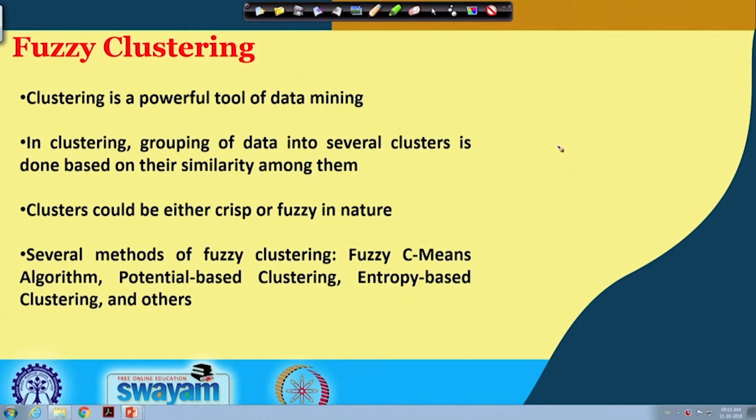That means two similar points should belong to the same cluster, and two dissimilar points should belong to two different clusters. If you see the literature, the clustering could be either crisp or fuzzy in nature. For a crisp cluster, there should be a well defined boundary, but for fuzzy clusters, the boundaries could be vague. Let me take one very simple, practical example.